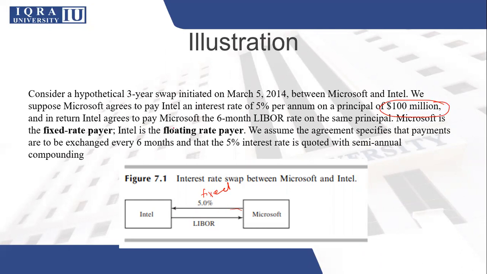And in return, Intel agrees to pay Microsoft the 6-month LIBOR rate on the same principal. So Intel is going to pay the LIBOR rate, the floating rate. That is how an exchange usually works. One party pays fixed and the other pays the floating rate. So Microsoft is the fixed rate payer. As you can see, Microsoft is paying the fixed rate, so it is the fixed rate payer in this scenario. And Intel is the floating rate payer.